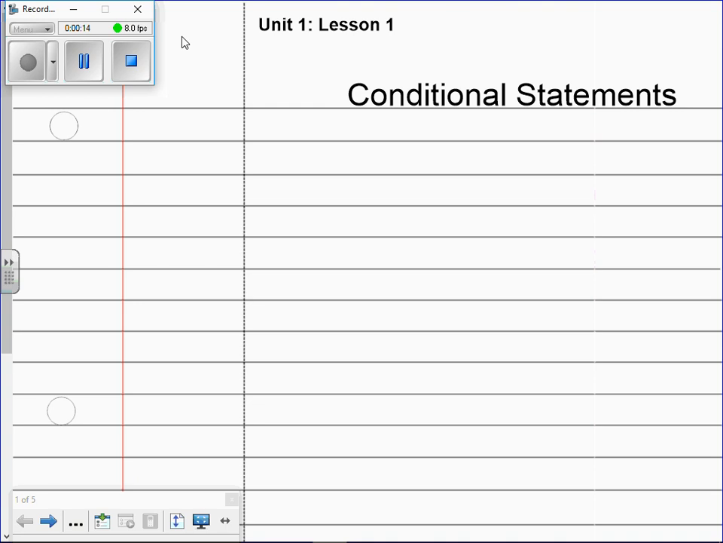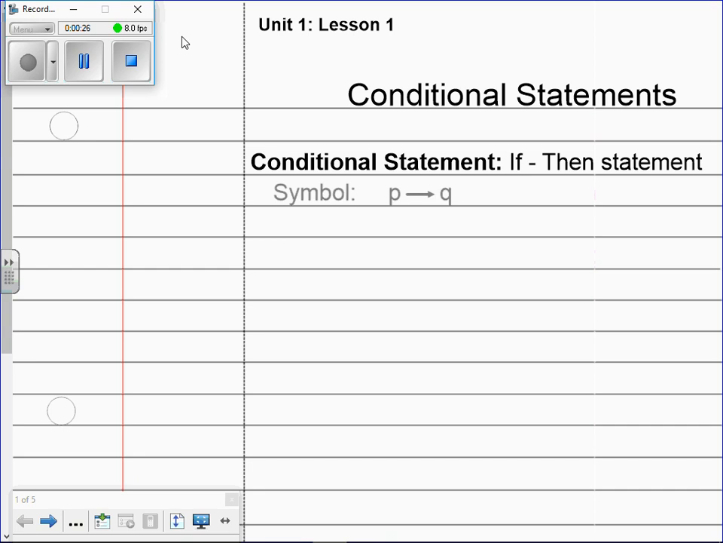Alright, so what are conditional statements? They are if-then statements. Basically, if something, then something else. Okay? So the symbol for a conditional statement is P arrow Q. And what that means is, when you read that, it says, if P, then Q. So that's what those symbols mean, or the P arrow Q.